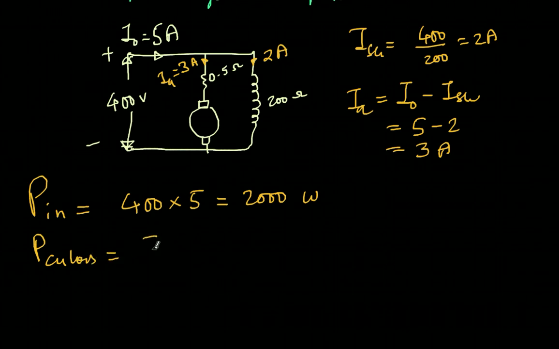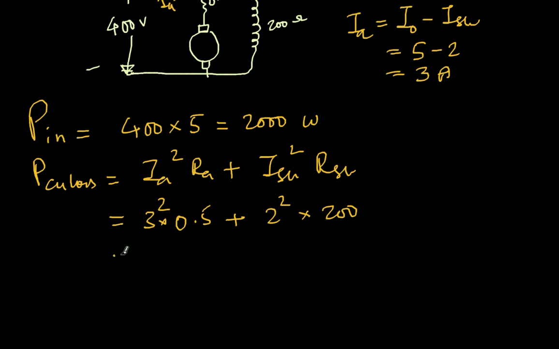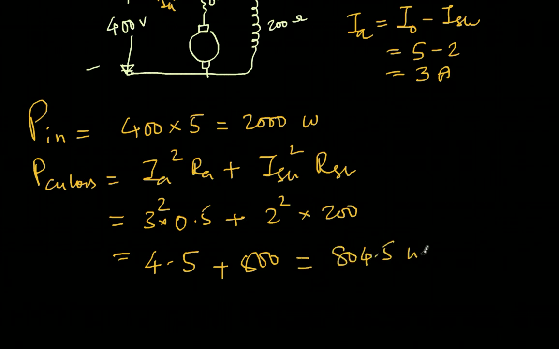The copper loss is nothing but Ia² Ra + Ish² Rsh. This is the armature copper loss plus the shunt field copper loss, and all the values are known. So 3² into 0.5 plus 2² into 200. 3² is 9, half of 9 is 4.5. 2² is 4, and 4 into 200 is 800. So you're getting 804.5 watts. This is the total copper loss.